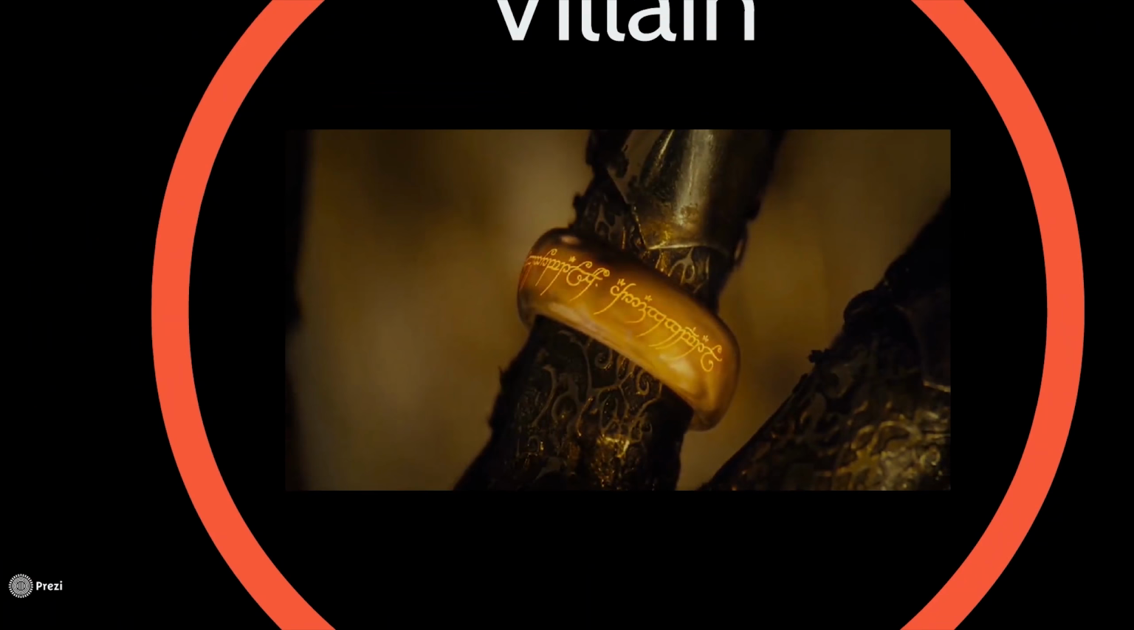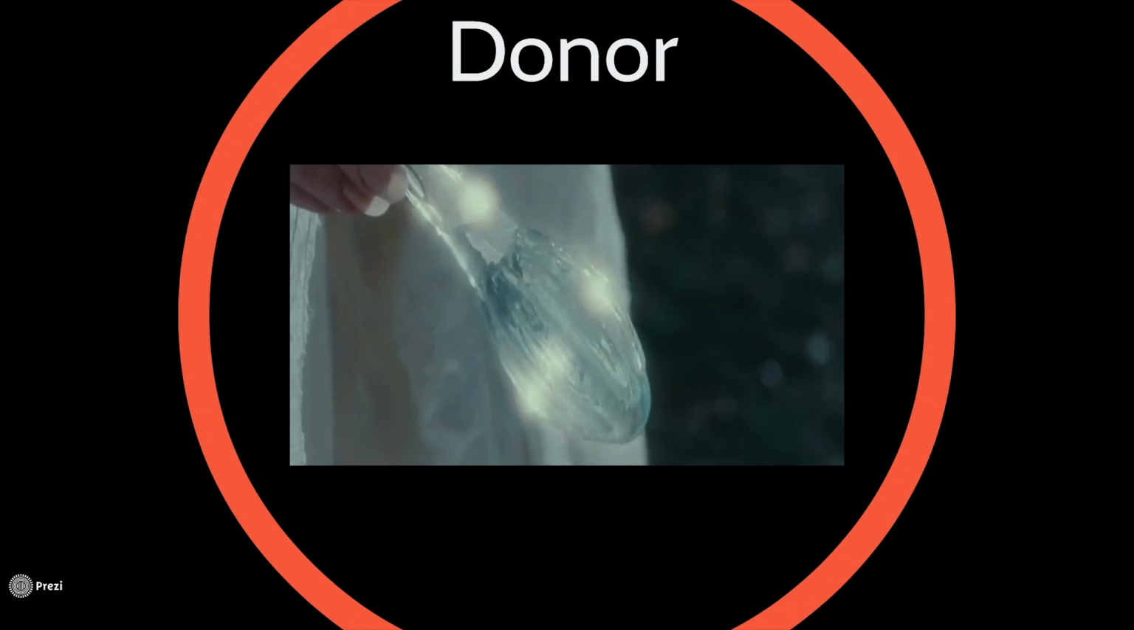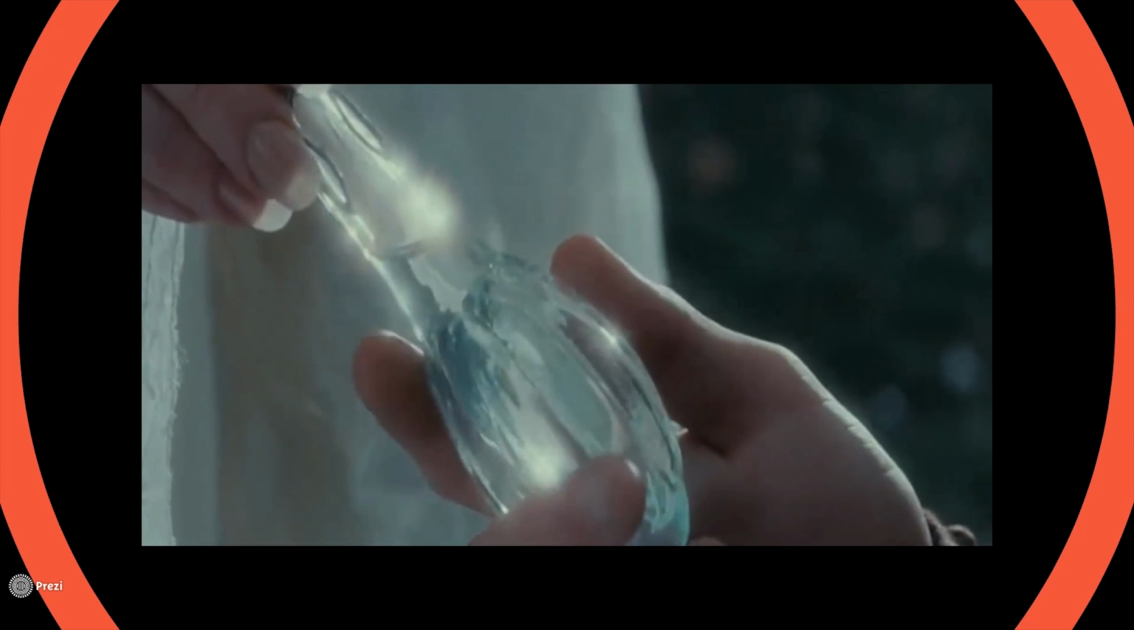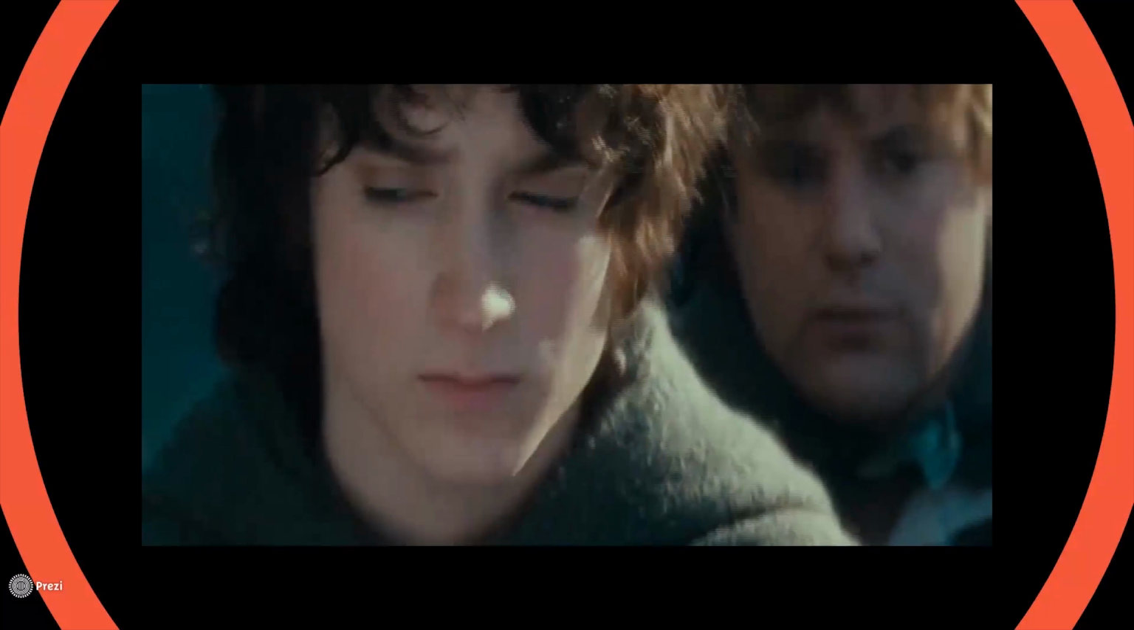The third character is the donor. This character is characterized by giving the hero something to help them prepare for the journey ahead. In The Lord of the Rings, Lady Galadriel is the donor. She gives Frodo the light of Eärendil.